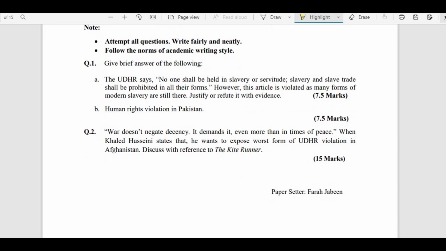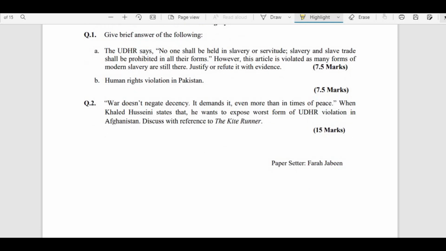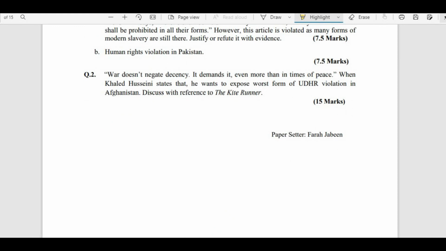And part B: human rights violations in Pakistan. You have to highlight how human rights are violated across Pakistan. Obviously human rights are violated, especially the rights of women and the rights of children as well. You have to highlight them. And nowadays in Pakistan, you see incidents of harassment increasing day by day. The Manar Pakistan incident you saw, and many more.